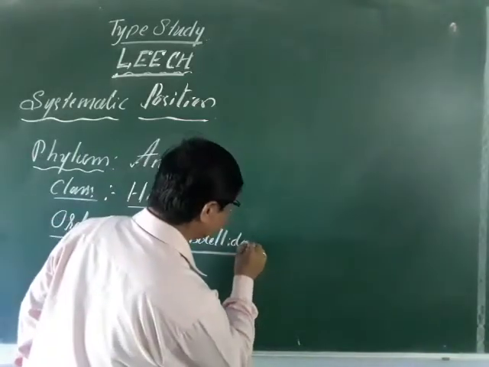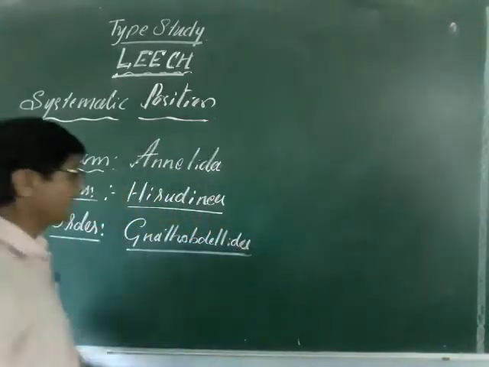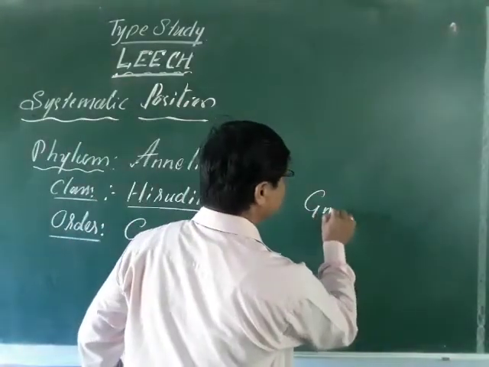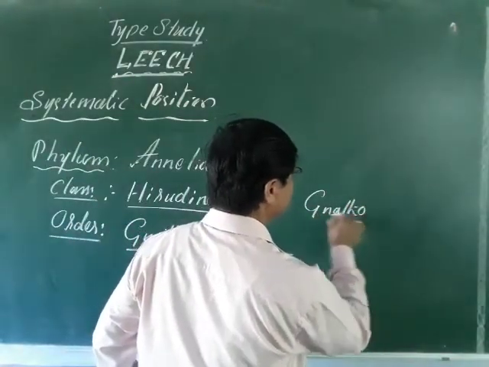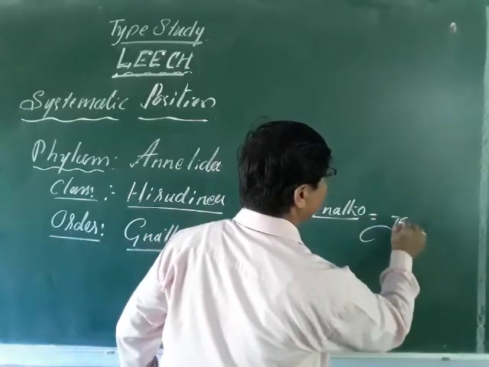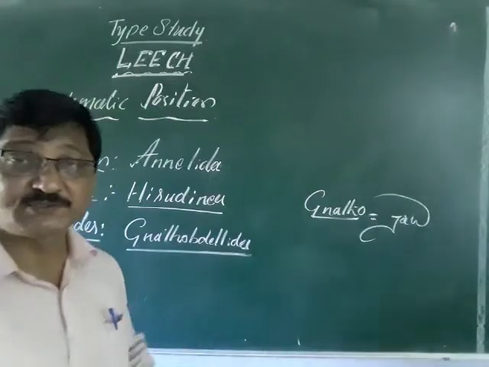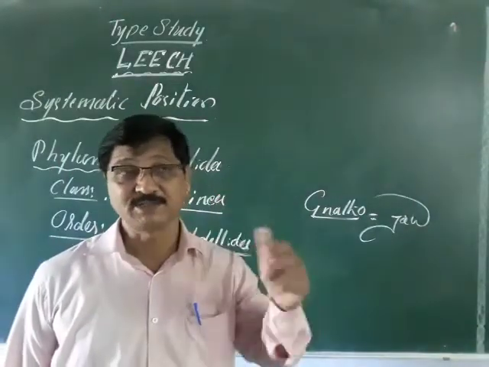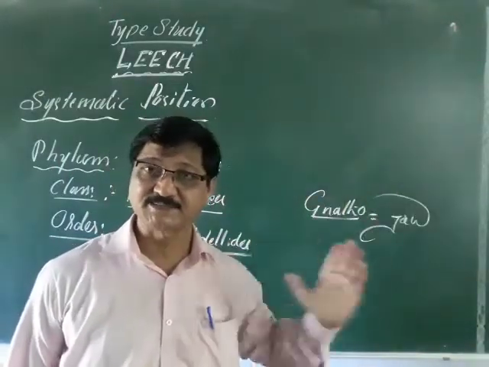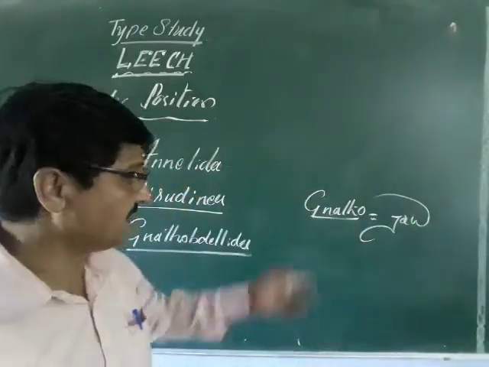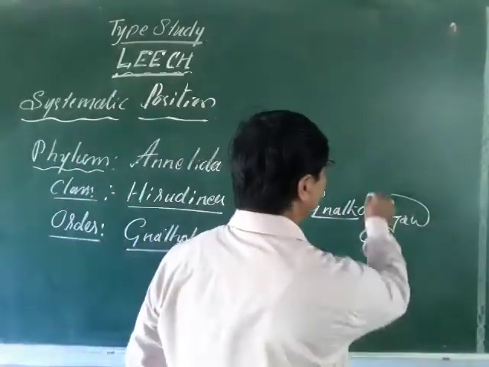What does it mean by Gnathobdellida? Gnatho means jaw. The animals which show the presence of jaw, in the higher forms, actually the higher forms come under the Gnathostomata. Most of the higher forms, the vertebrates, come under that Gnathostomata. Gnatho means actually the jaw.